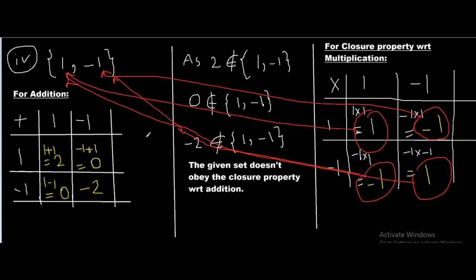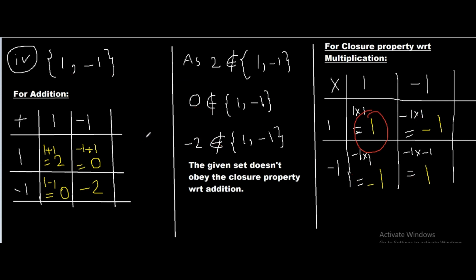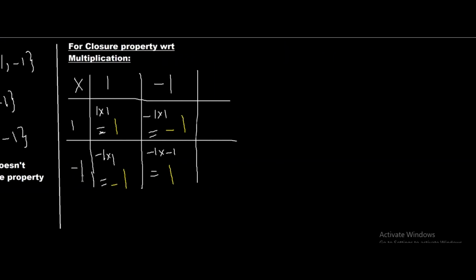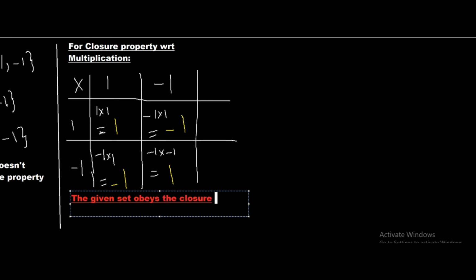Therefore, since all of the entries are found, there is not a single entry which is not found in this set. So since all of these entries are found, therefore the given set obeys the closure property with respect to multiplication. Hence we will be writing the given set obeys the closure property with respect to multiplication.